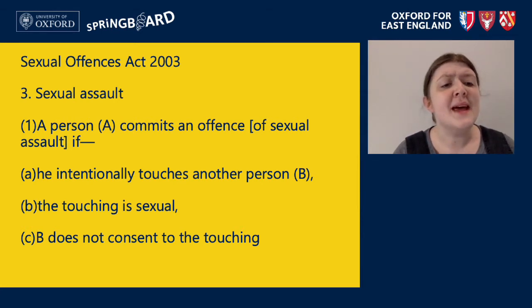So, here is the section of the statute which defines sexual assault. Section 3, Sexual Assault. Subsection 1. A person, A, commits an offence of sexual assault if, paragraph A, he intentionally touches another person, B, paragraph B, the touching is sexual, paragraph C, B does not consent to the touching.